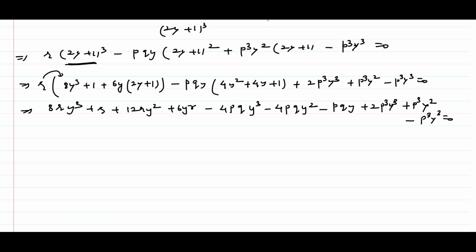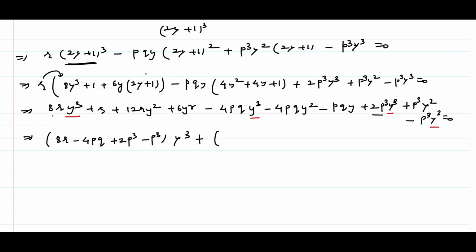So now collect the like terms, collect all the coefficients from the like terms, that is the y cube, y cube, y cube and y cube. So here will be 2 times of 2p cube and p cube. So here will be 8r, and here negative 4 times of p cube plus 2 times of p cube negative p cube y cube.